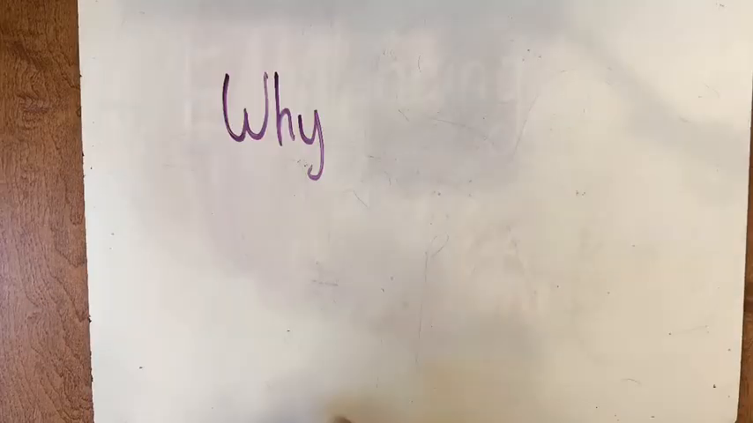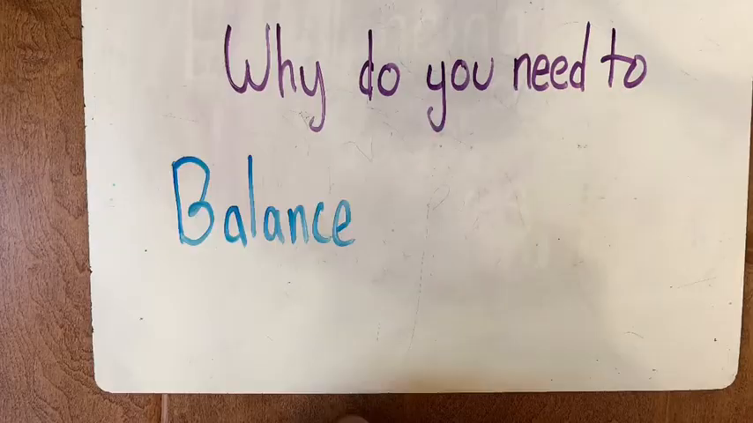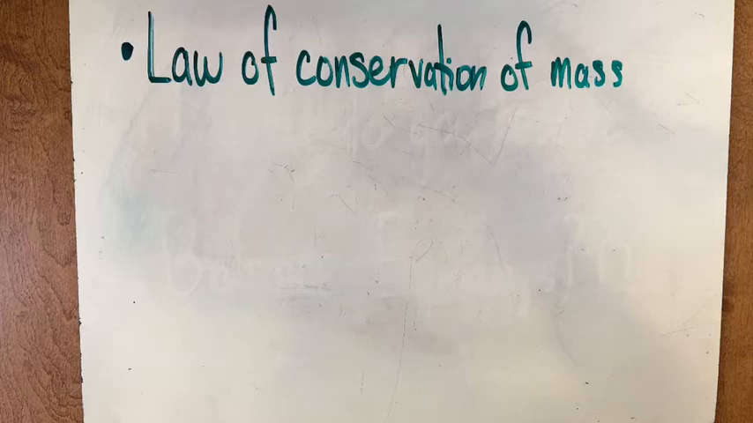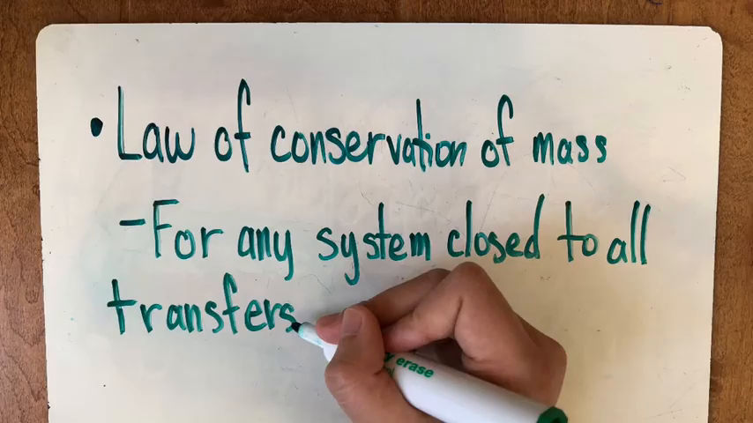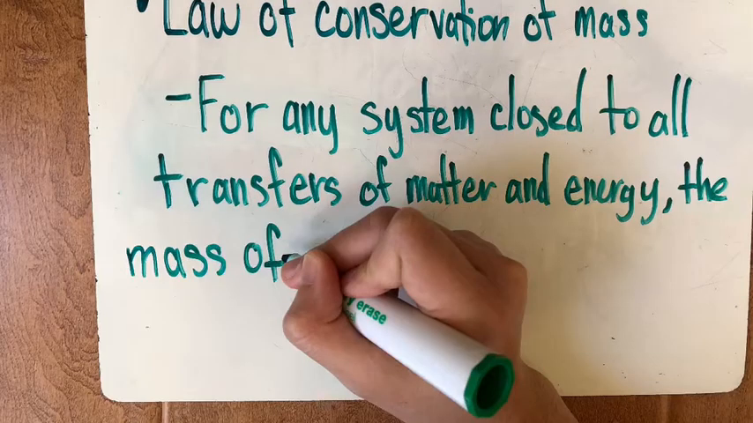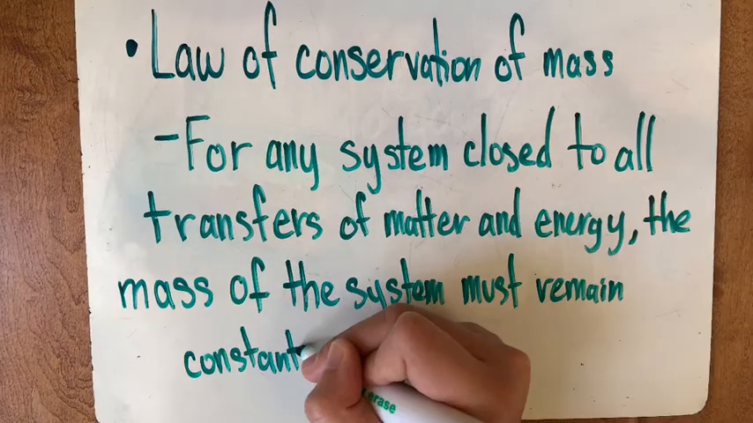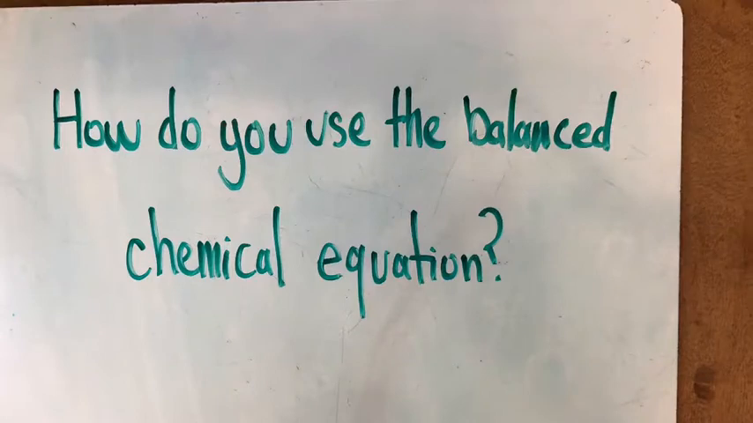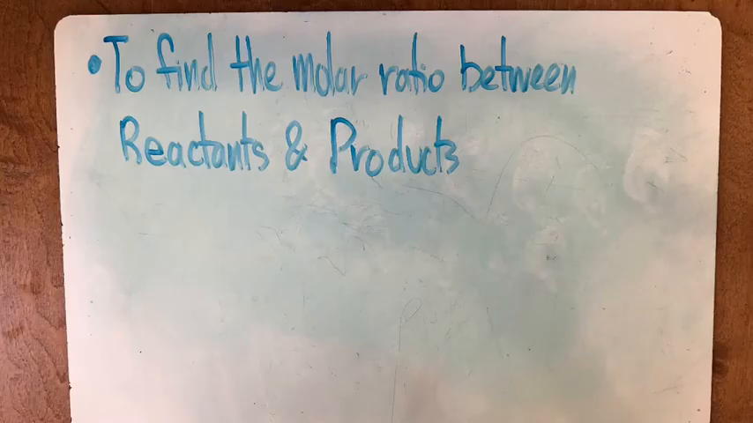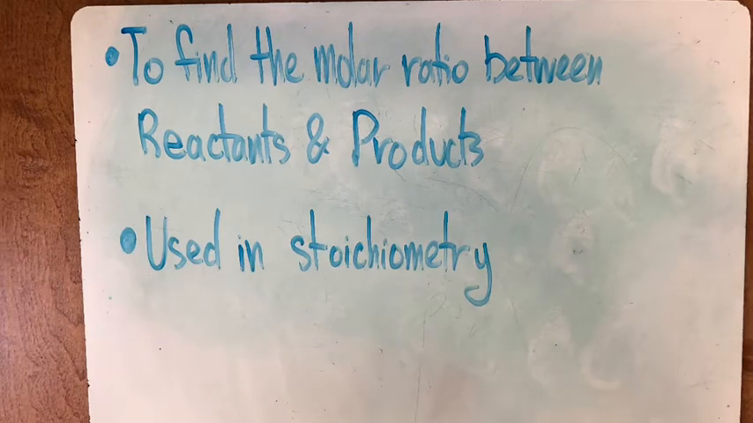So, why do you need to balance chemical equations? It is because of the law of conservation of mass, which means for any system closed to all transfers of matter and energy, the mass of the system must remain constant over time. And how can you use the balanced chemical equation? You can use it to find the molar ratio between reactants and products, and it is also used in stoichiometry.